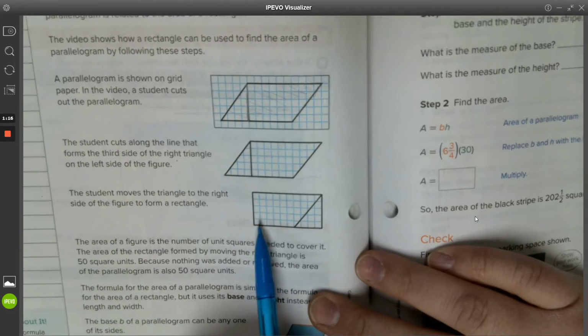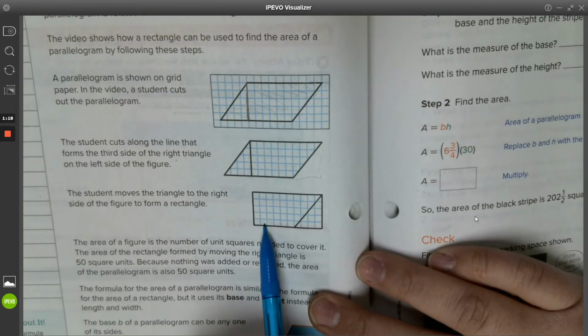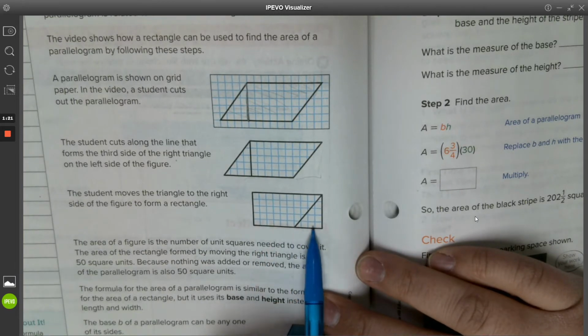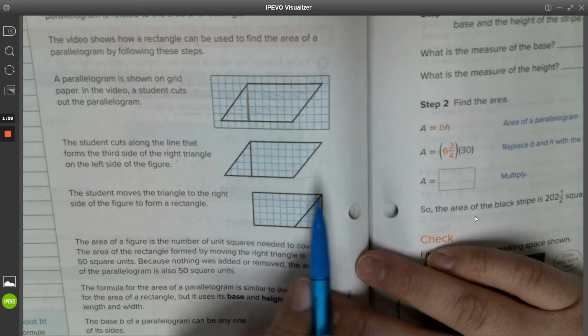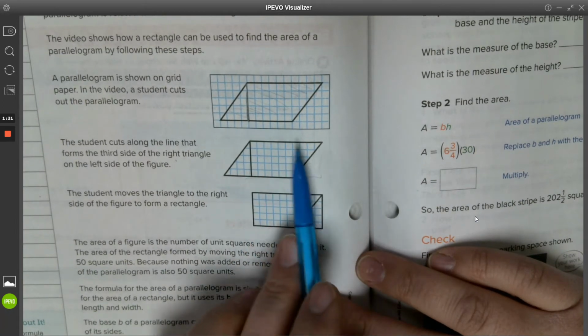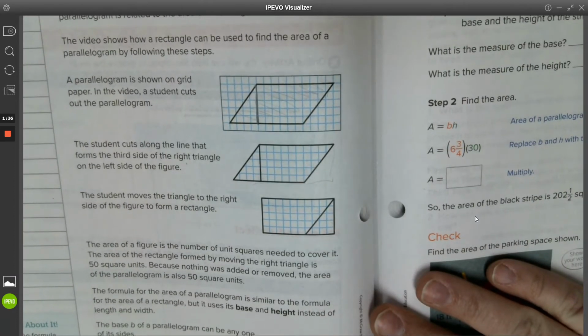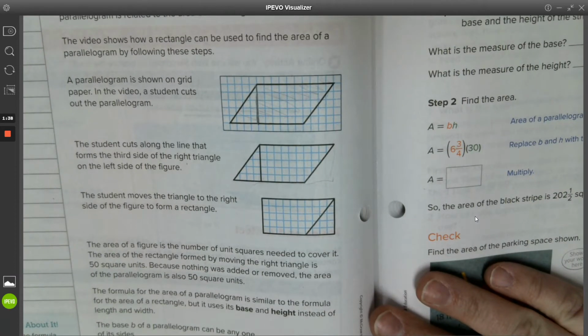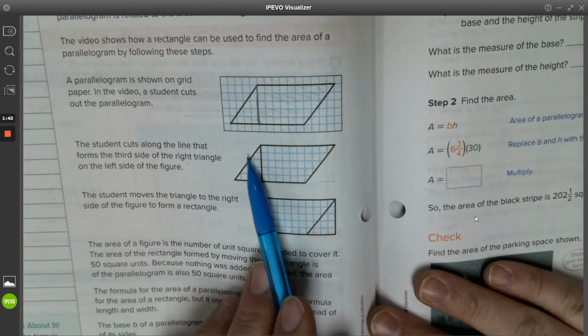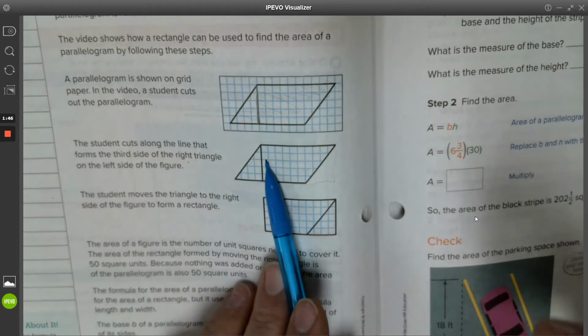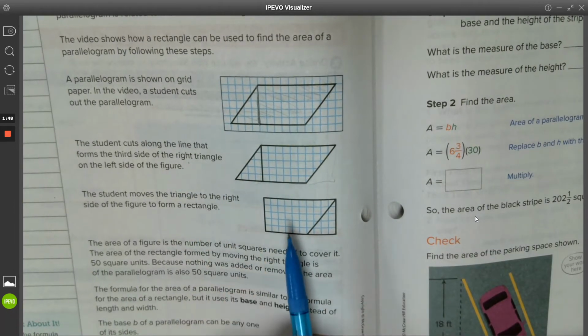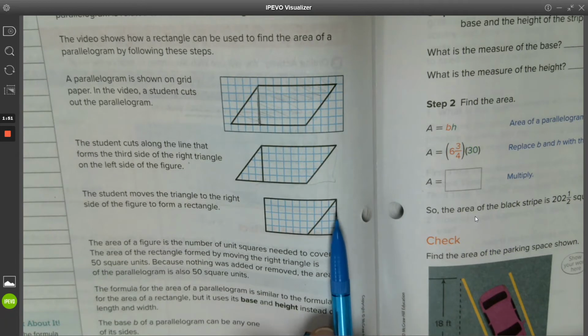Now, to find the area then, we would count the base, 1, 2, 3, 4, 5, 6, 7, 8, 9, 10, and the height, 1, 2, 3, 4, 5. 10 times 5 is 50. So the area of this rectangle or this parallelogram would be 50 square units. Remember, they have the same area, even though they're different shapes, because we didn't add anything or take anything away. We simply decomposed the parallelogram, meaning cut it off, right? Cut off a part of it and slid it over to the other side, rearranging.